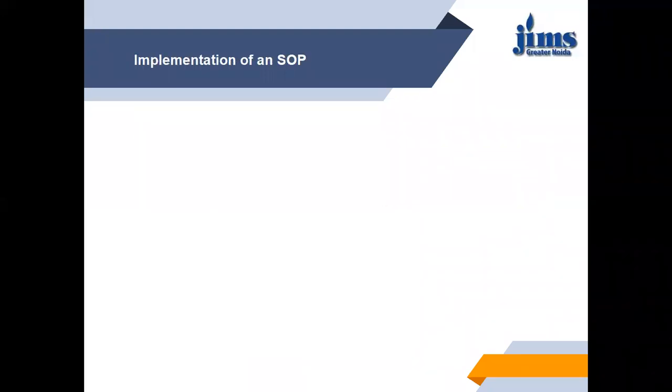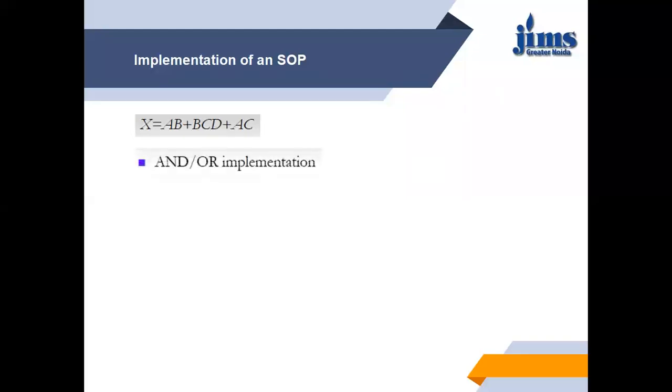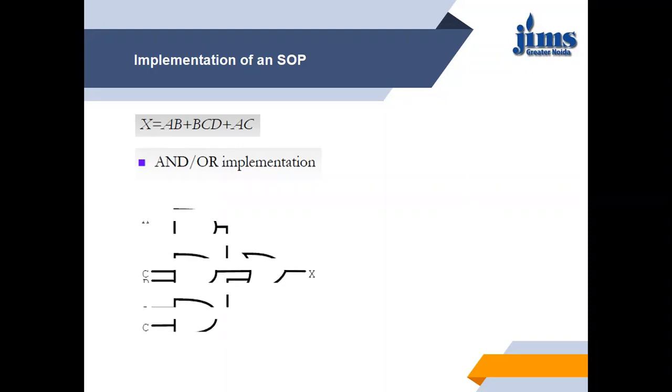Now, how to implement the SOP? Suppose we have AB plus BCD plus AC. This is a sum of product term, and I have to implement it with the help of gates. For the AND-OR implementation, the product terms are obtained with the help of AND and these are summed with the help of an OR gate. So we say it is AND-OR implementation.